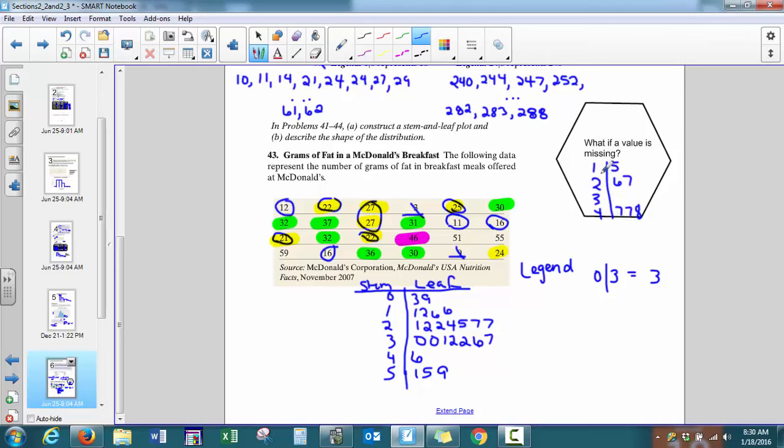So that means we'd have 15, 26, 27, 47, 47, and 48. We would just leave this one blank. You would not put a 0 behind it because that would mean 30.